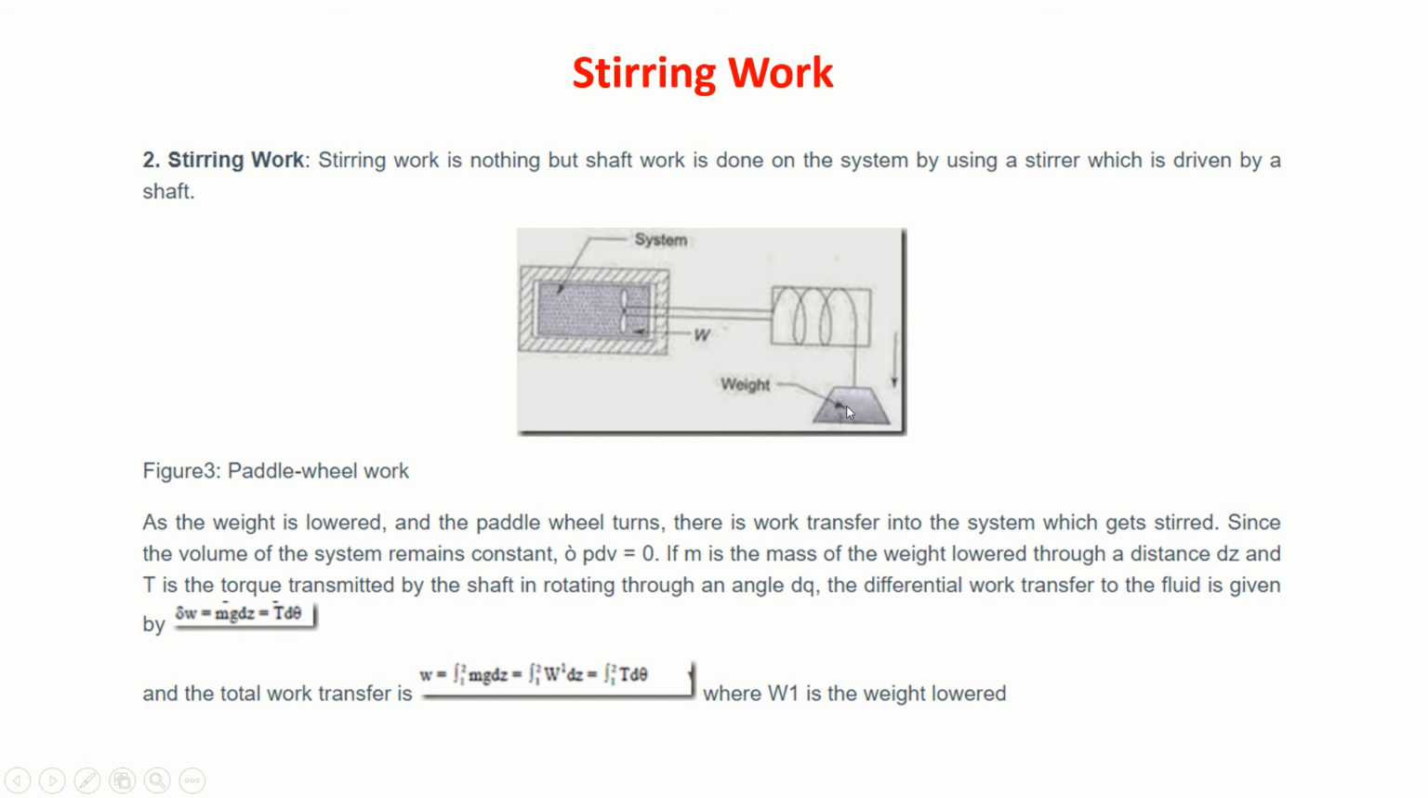Since I know this weight and the distance traveled, I can always find the work done. That work is what we call stirring work. So weight is nothing but mg, the displacement dz. So small delta W will be mg dz. This can also be called this force into this radius. We can also call it torque, and there will be an angular displacement d theta. So T d theta. From here you can calculate that.